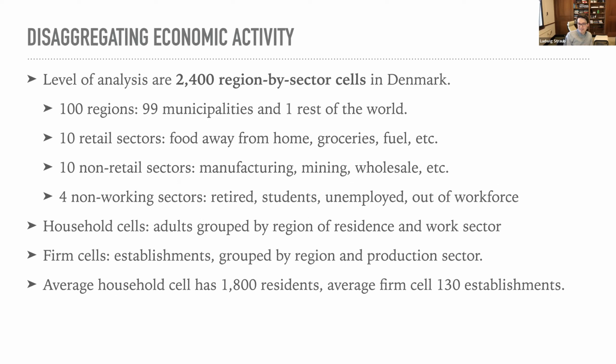There's going to be 10 non-retail sectors, such as manufacturing. And there's going to be 4 non-working sectors, such as retired adults or students. We're going to group into household cells all adults by the region of their residence and by the work sector. And we're going to group into firm cells the universe of all establishments by the region that they're located in and their production sector. This leaves us, as I said in the beginning, with an average household cell size of about 1,800 residents and an average firm cell that has about 130 establishments.